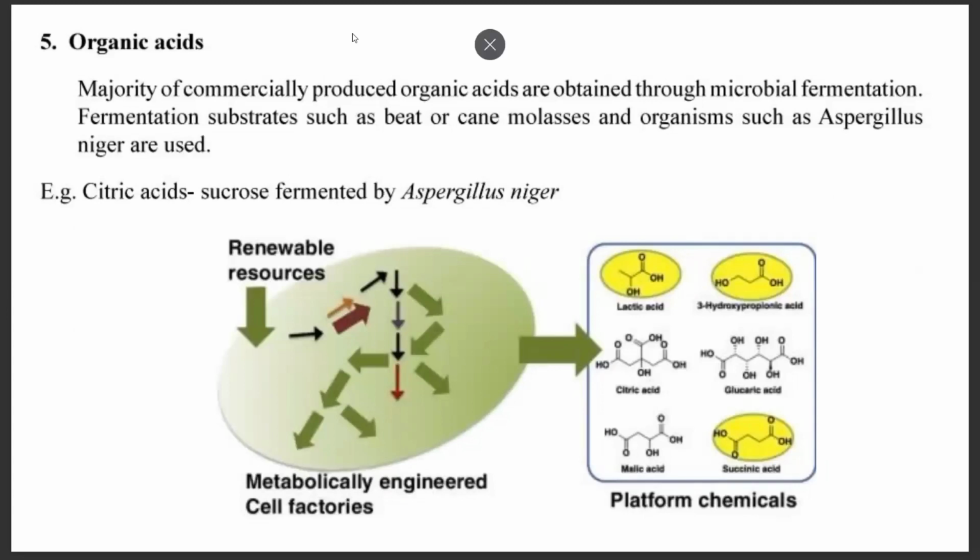Then organic acid. So organic acid can be obtained by microbial fermentation. The substrate used here is wheat, cane molasses. Then organisms such as Aspergillus niger are used. Right? Aspergillus niger is a fungus. How is citric acid produced? Aspergillus niger ferments sucrose. Aspergillus niger is a yeast. Right? And produces citric acid.